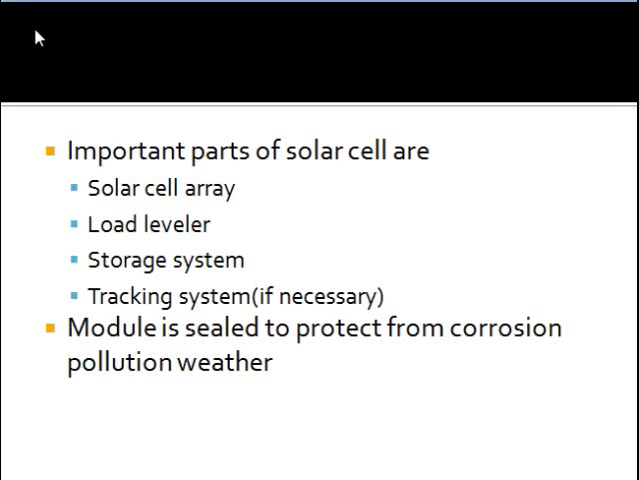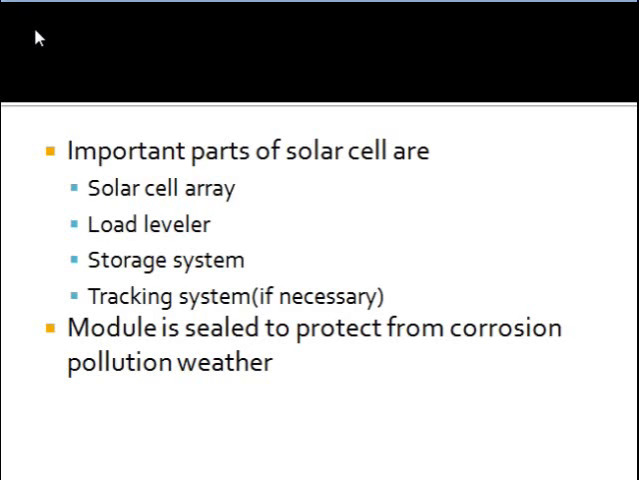Next we see important parts of the solar cell. So what are the things that a solar cell constitutes? So it has a solar cell array. I have shown you in the picture the individual cells connected to each other in series or parallel connection, and they constitute a module, and many modules will make one array. That array goes with a load leveler, as solar light or solar radiation is intermittent, so we cannot rely completely on it and it varies with respect to many factors. So we need a load leveler which gives constant power supply to the grid.